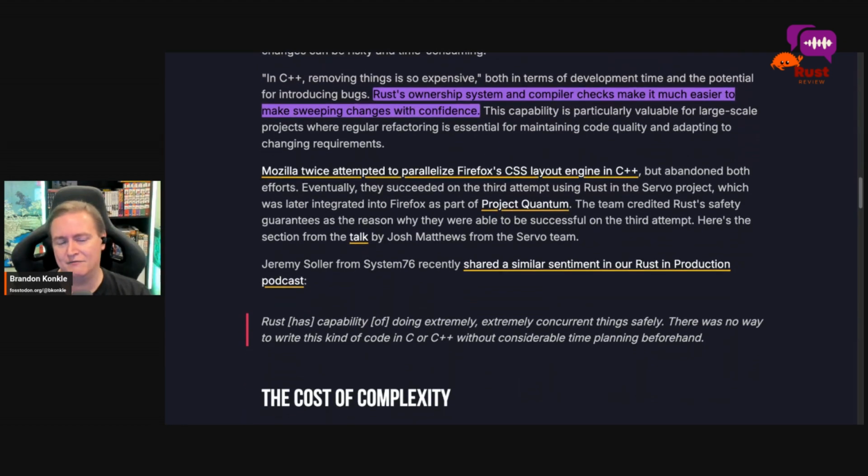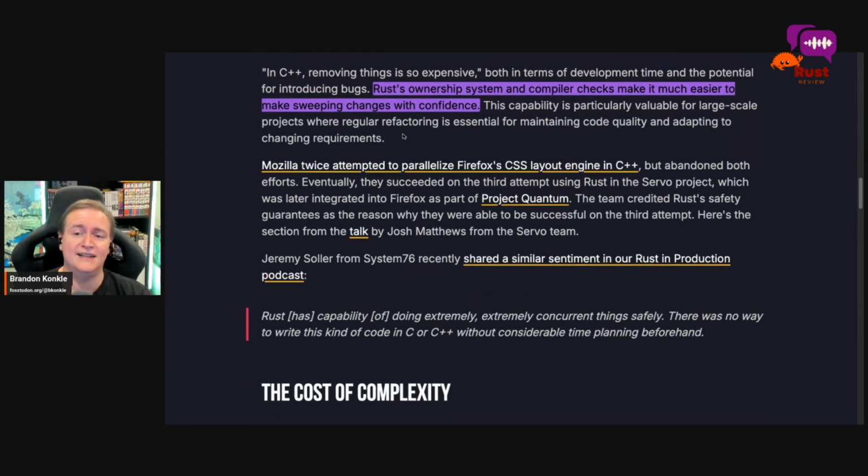He said that on large scale projects, and I've seen this too, when you have a lot of people working in the same code, refactoring is essential. It's not a bad thing. The thing that has given refactoring a bad name, I think, is how difficult it can be in other less sound language ecosystems. But when you have the confidence that you do in something like Rust, then refactoring can become, like he said, essential for maintaining code quality and adapting to changing requirements.